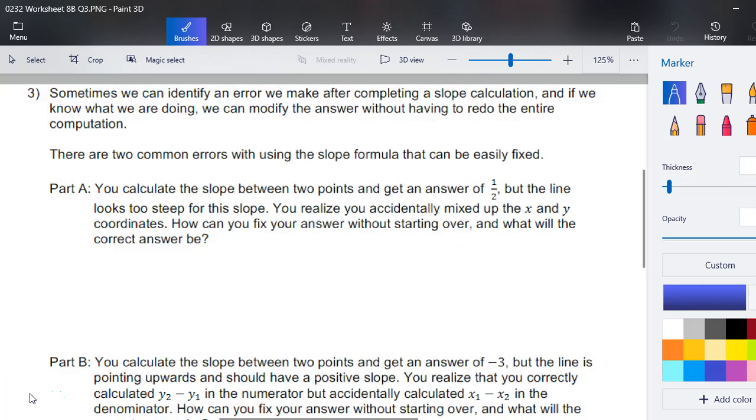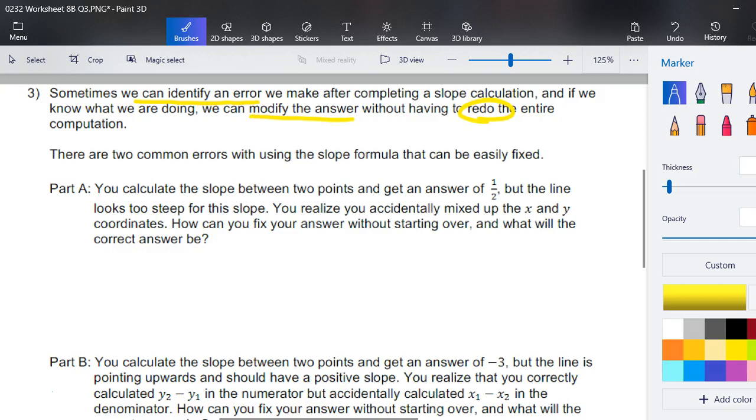Continuing on with questions 3 and 4. When you're looking at question 3, if you haven't already done it by yourself, you need to hit pause and do this one by yourself, maybe 3 and 4, and then come back and let's talk through it together. So looking at question 3, sometimes we can identify an error we make after completing the slope calculation. And if we know what we're doing, we can modify the answer without having to redo the entire computation.